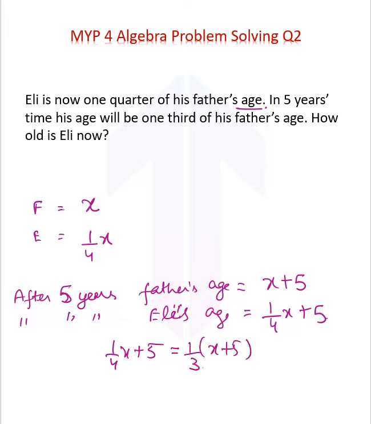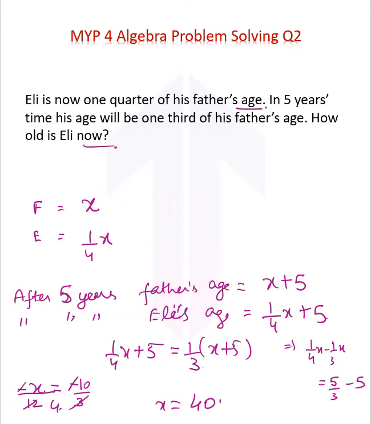So we solve and we get 1/4 of X minus 1/3 of X is equal to 5 by 3 minus 5. And this gives us, so minus X by 12 is minus 10 over 3, minus cancels. X is equal to 40. So if father's age is 40 years, then Ellie's age right now is 1/4 of that. So that is 1/4 of 40, which is 10 years.